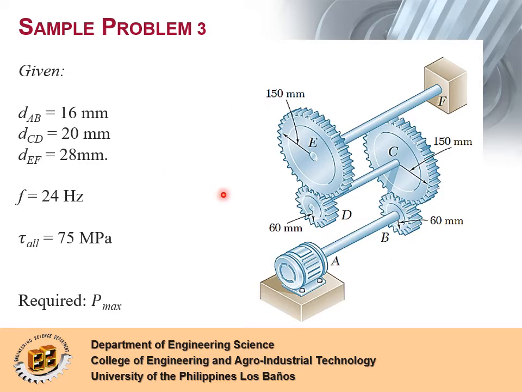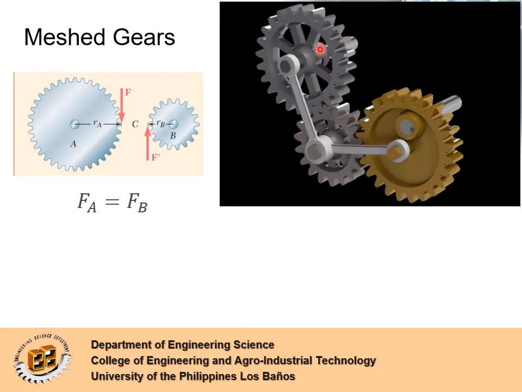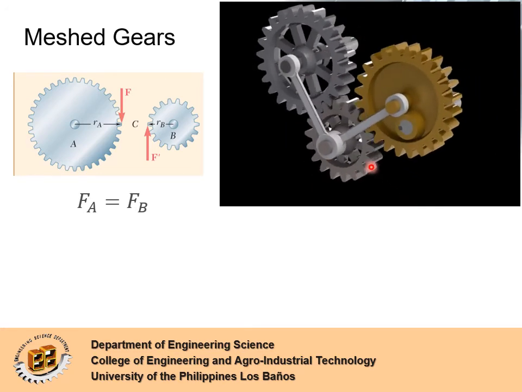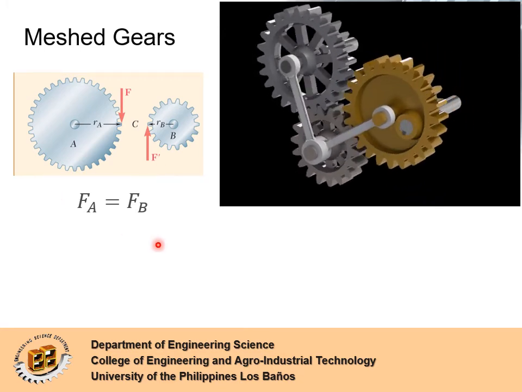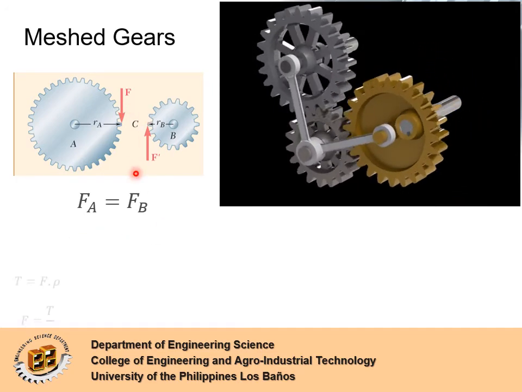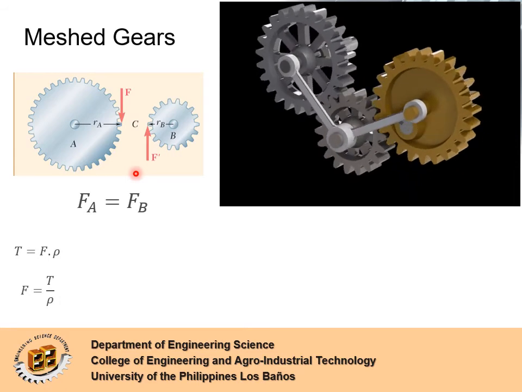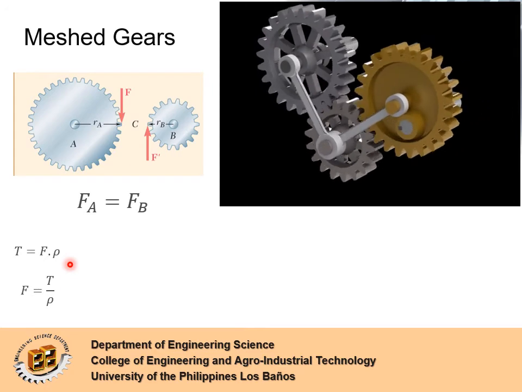Since this problem involves a gear train, which is usually tackled in most power transmission problems, let me first discuss meshed gears. Gears are toothed wheels which are used to transmit force to other gears or toothed parts by meshing with minimal slip. In meshed gears, there are equal but opposite tangential forces between gears. Knowing that torque is equal to force times rho, or the distance of the force from the axis, force is just equal to torque over rho.